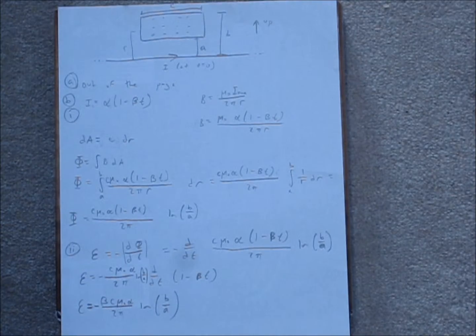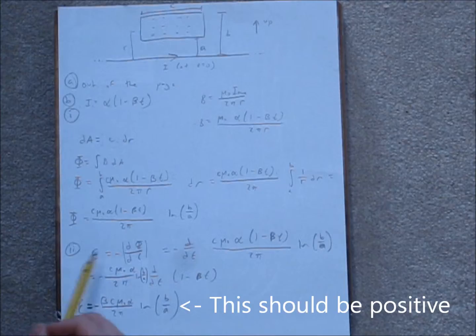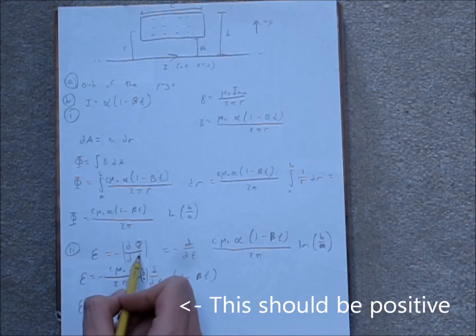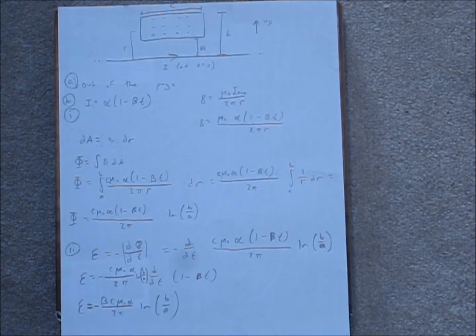Now part 2 is asking you to find the induced EMF in the loop. So you use this law here, and this is the change in flux with respect to change in time. And this is flux, and this is change in flux with respect to time. It's negative since this would aim to oppose the change in flux.